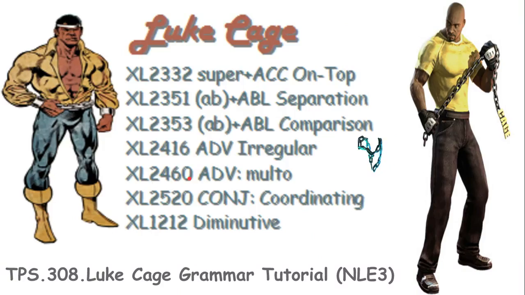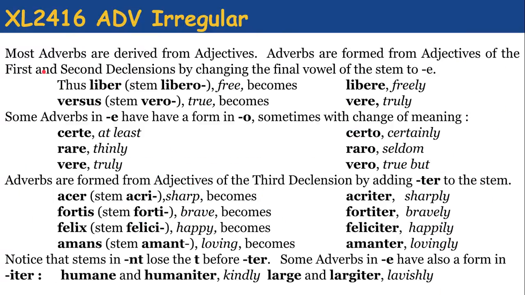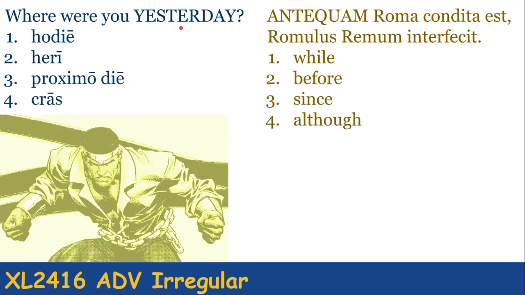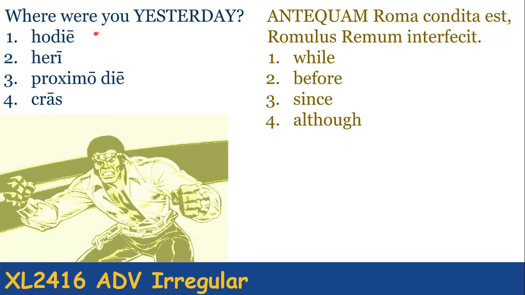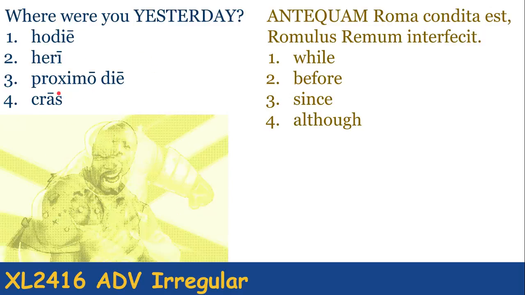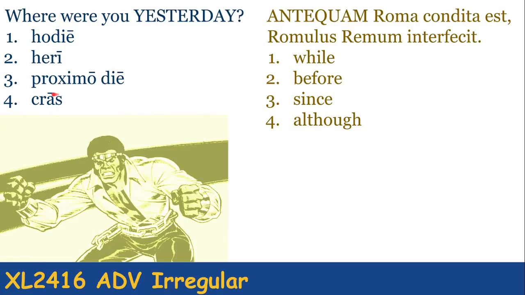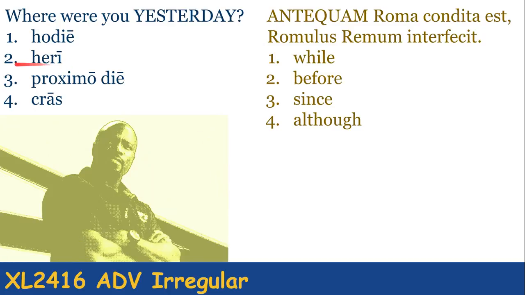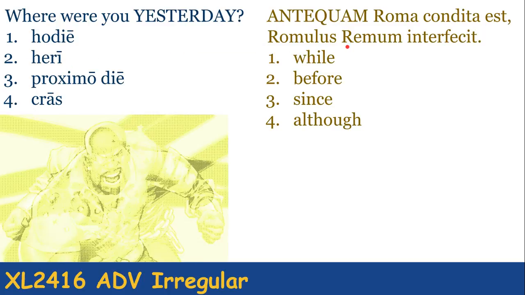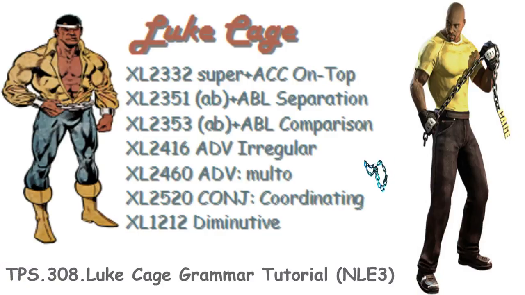Here we go. Moving on to irregular adverbs. So oftentimes you see an e for adverbs. Sometimes you see a ter for adverbs. Those are, generally speaking, formed off the adjective. Where were you yesterday? Things to memorize. Yesterday would be heri, not hodie, that's today, hoc die. Not cras, procrastination, which you shouldn't do. It's yesterday, heri. Antequam, before Rome was founded. So these are just simple vocabulary.